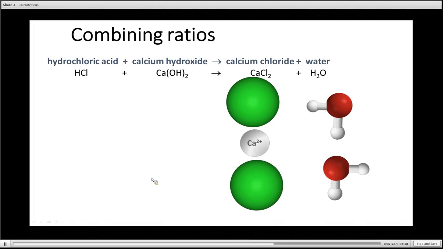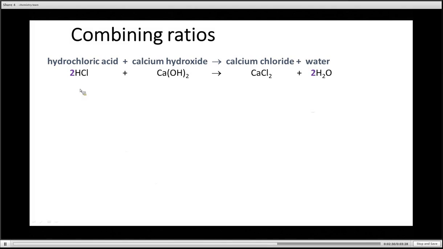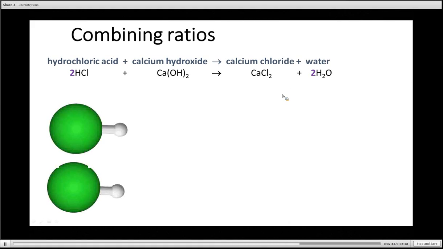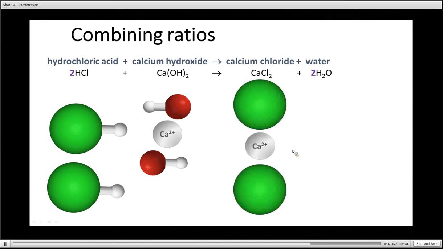So if we're looking at the combining ratio, we need two hydrogen chlorides to react with one calcium hydroxide to form one calcium chloride and two water molecules. So they are the HCls, there's our one calcium hydroxide, there's our one calcium chloride, and our two water molecules.